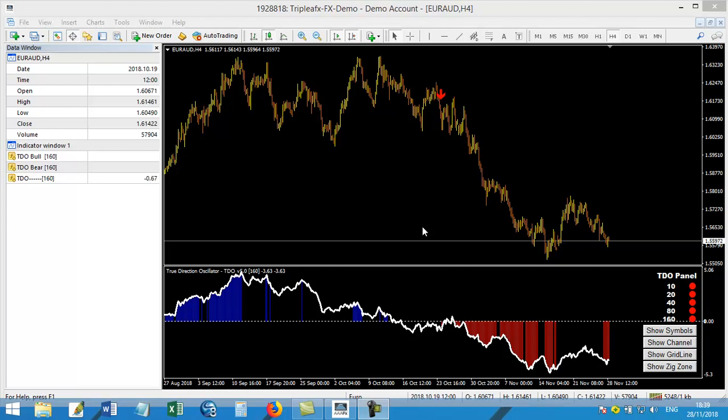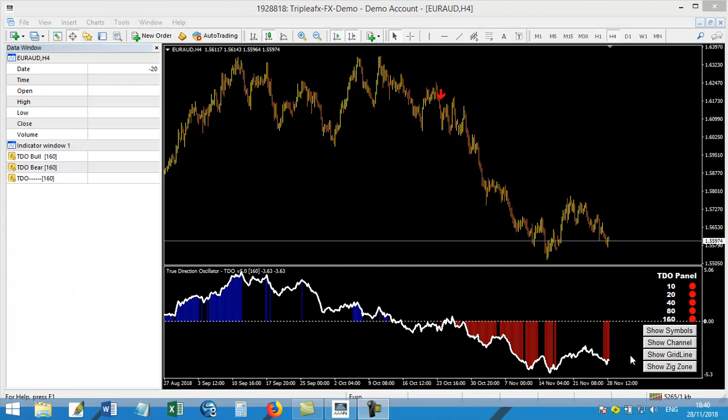Inside this video we are going to talk about two important tools found inside our indicator, True Direction Oscillator. Those two tools are going to help us find support and resistance. As you know, True Direction Oscillator is a pure momentum indicator, and momentum is the power of the trend.